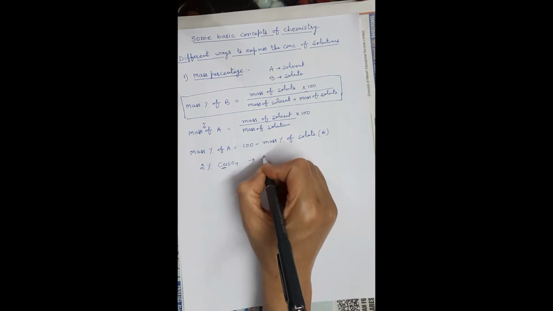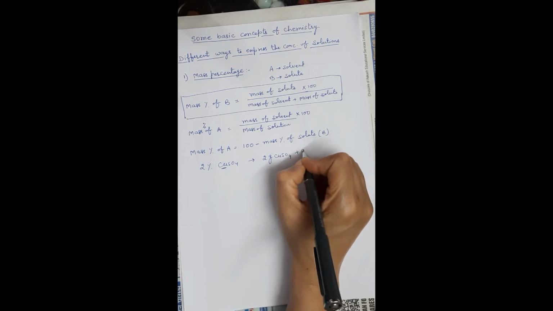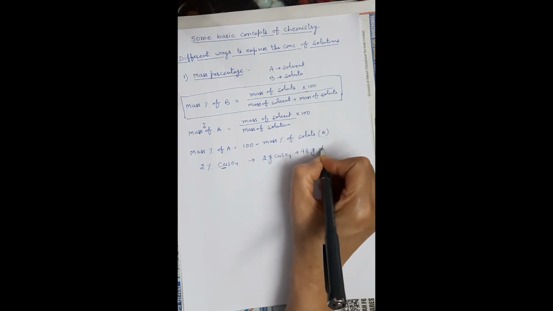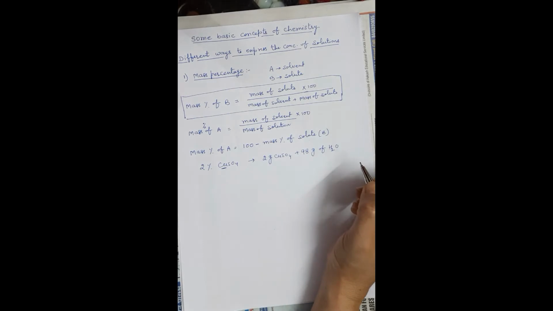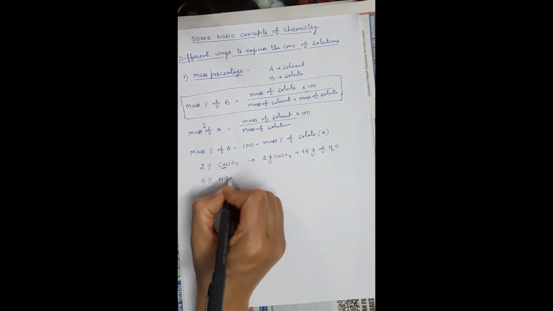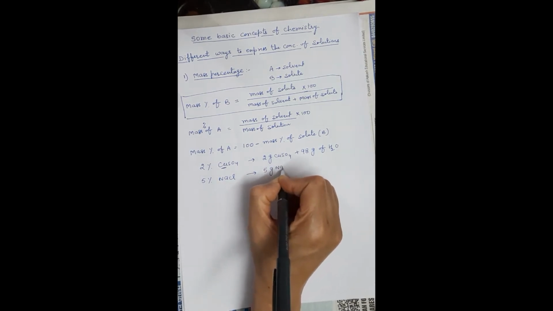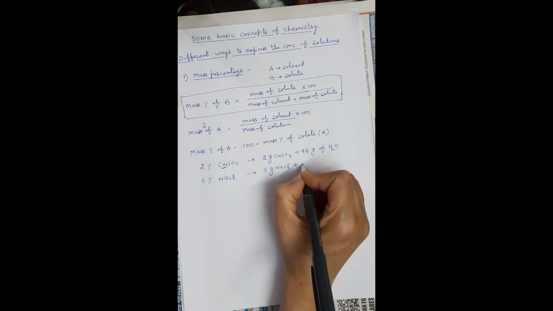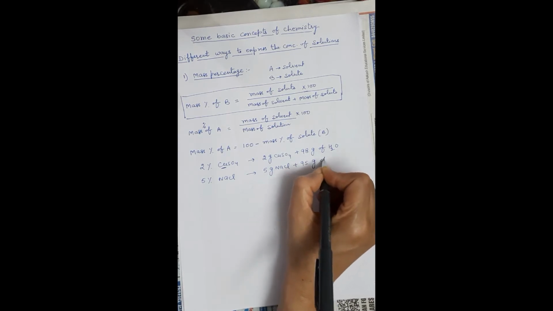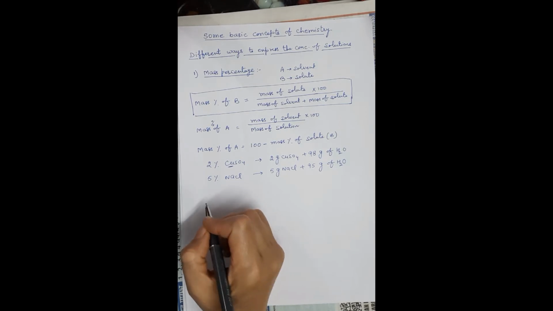2% means you just take 2 gram of copper sulfate weight, add it to 98 grams of water and you will get 2%. If I want to prepare 5% solution of NaCl, what will you do? Just take 5 grams of sodium chloride, common salt, add it to 95 grams of water and you will get 5% NaCl solution. Let us solve a numerical based on mass percentage.